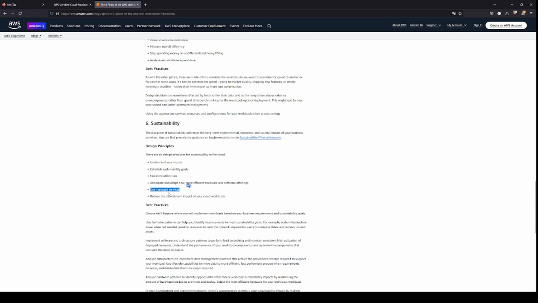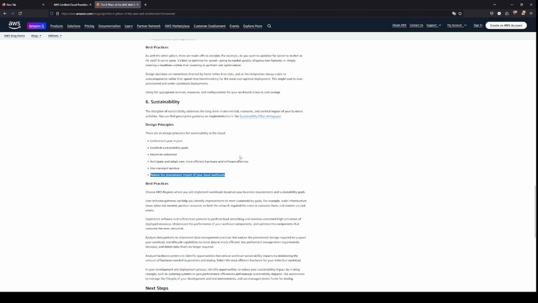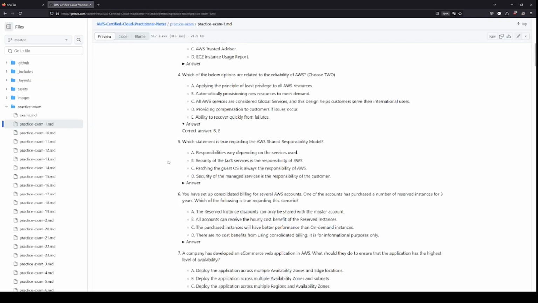Use managed services. This means you're offloading some of your workload onto another business. Your internet service provider, that's a managed service, right? Imagine how much of a pain it would be to the average person, even the average small business, to set up your own internet connection to the global internet. So this just makes things a little easier on you. Reduce the downstream impact of your cloud workloads. Not 100% sure what that means, but we're going to go on to the next question here.